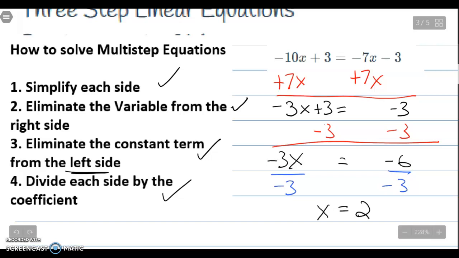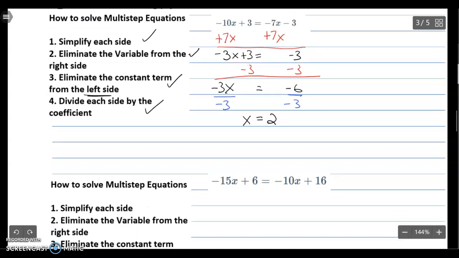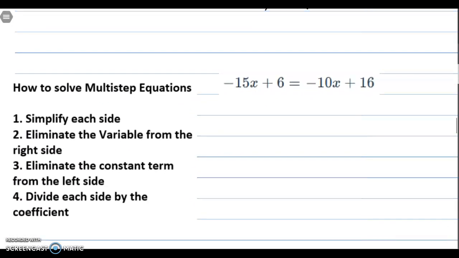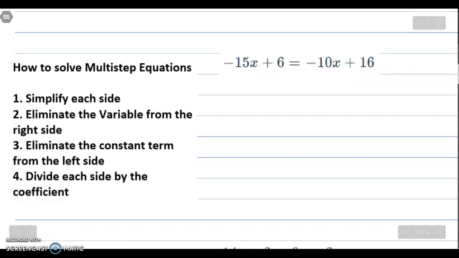All right, now let's take a look at another problem. Got the steps laid out here for you. Go ahead and pause the video here and do every single step and see if you can find the answer. All right, so the answer you should get for this is negative 2. You should get the answer negative 2. So let me show you how to get it.